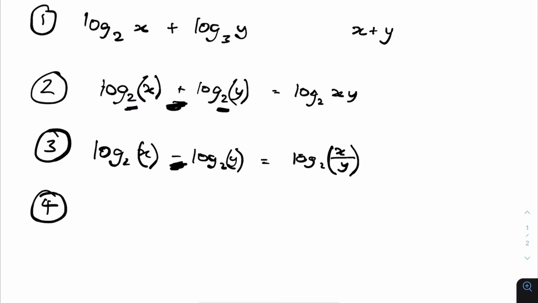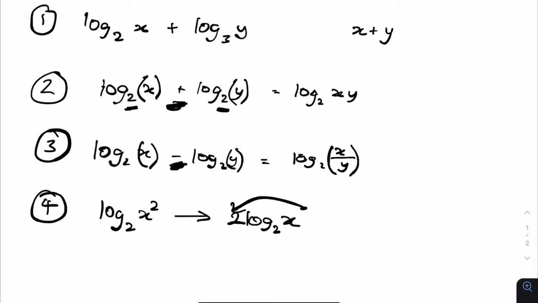Rule number 4. If something is written like log 2x squared, you can bring this to make it 2 log 2x. Moving this here can work, and vice versa as well. So those are some main rules with logarithms.